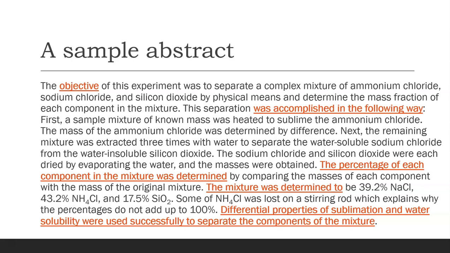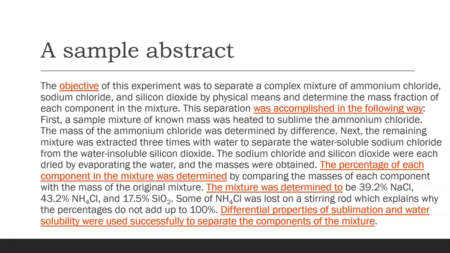So the very first sentence in the abstract starts out with the objective. Then they say the separation was accomplished in the following way. And the next few sentences describe exactly how they did it. So notice it's a very general statement, and there aren't specific instructions. It's not like a recipe where you would say these are the steps that you did.